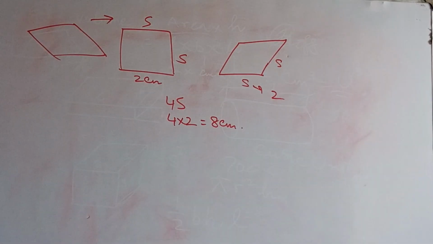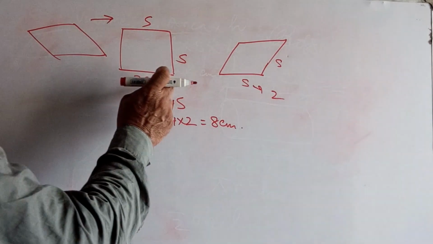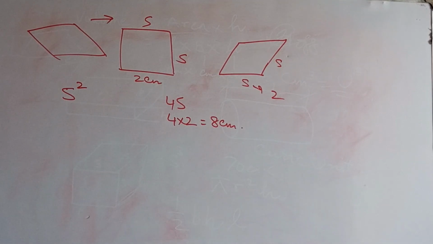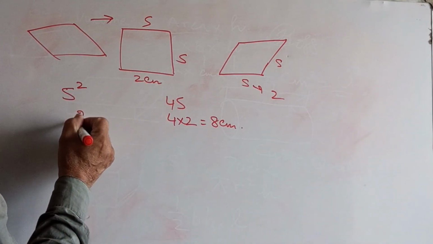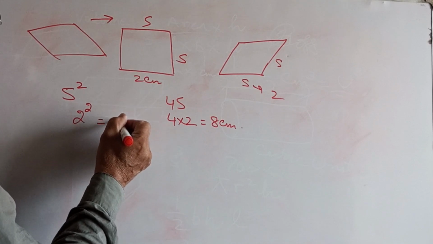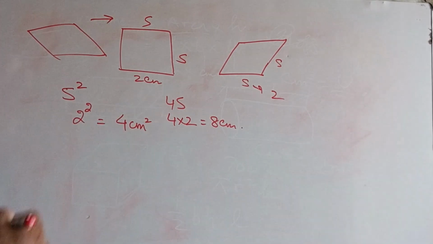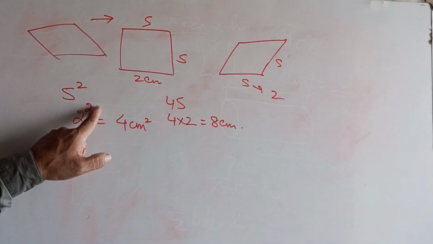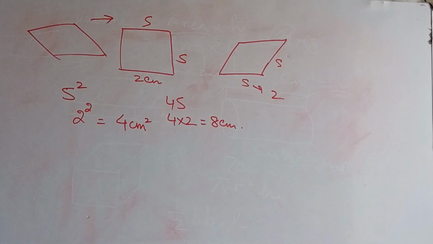But where the difference lies is in the area. Okay, now the area of this square will be s square. Now it is 2 square is equal to 4 centimeter square. The area is 2 square is equal to 4 centimeter square.